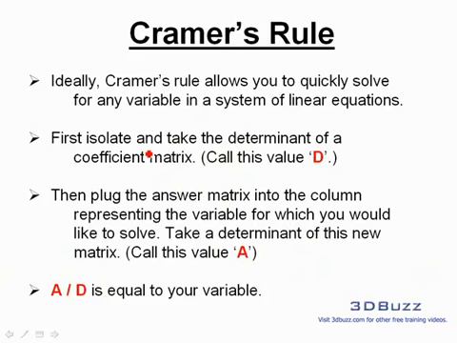So the next point is first isolate and take the determinant of the coefficient matrix. If you recall, those are the coefficients of x, y, and z. So you take that determinant. I'm calling that value D. You can call it whatever you want. You can call it Jimmy. We'll stick with D. Then, let's say you want to solve for x. You plug in the answer column, the column after the vertical line, into the column that represented x, and you take that determinant. We'll call that A. If you take A divided by D, because don't forget the determinant is just a number, that's equal to what your variable is equal to.